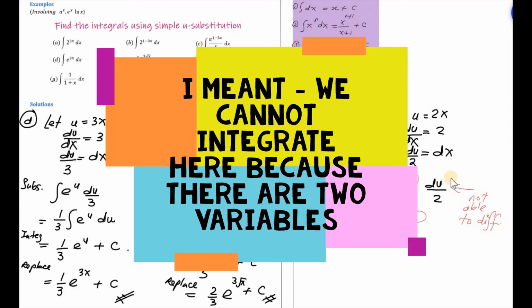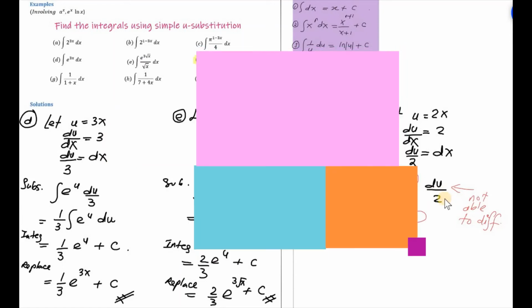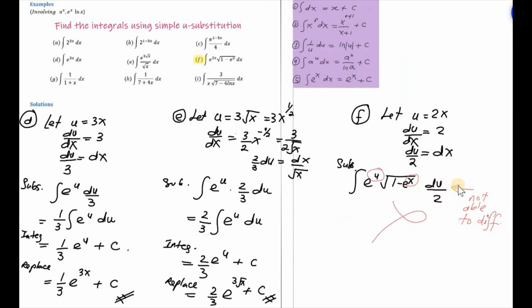So in that case, let's try another one. Let's take the u to be 1 minus e power x. Let's see what happens. Can we substitute everything in terms of a single u?